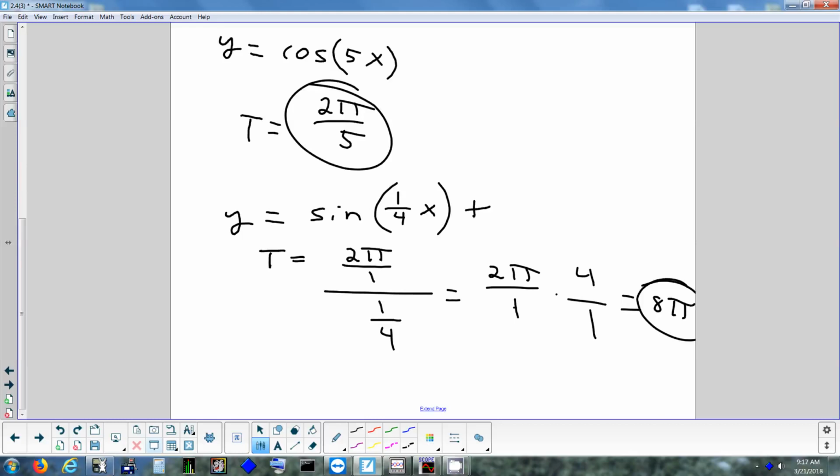Jordan, what if I did this? What would be the period of 1/4 sine 1/4 x plus 3? Anyone have a thought what the period would be now? Yep. 8 pi. 8 pi. I didn't change it. So you have to be able to know that the plus 3 does not affect the period at all. Has nothing to do with it. You could even put a 2 in front. That has nothing to do with it. Only number that affects the period is what's in front of x. You can ignore everything else.